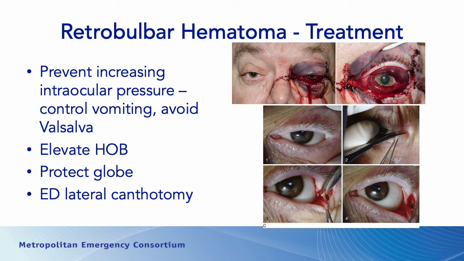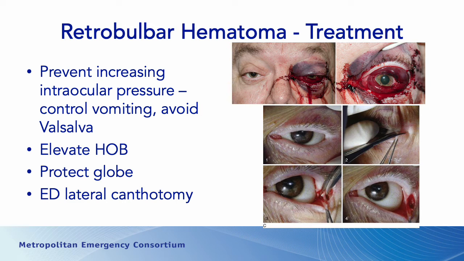If you look at this gentleman on the top, he's got swelling of the eyelids. He's got redness and swelling around the eyeball. This is a retrobulbar hematoma. It is pushing the eye outward. So how are we going to do this? How are we going to treat this?